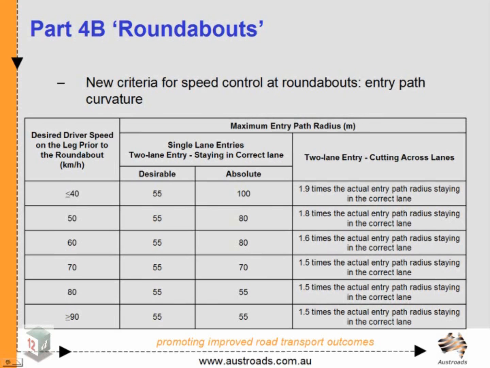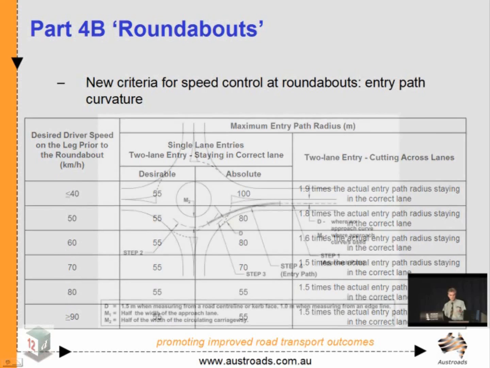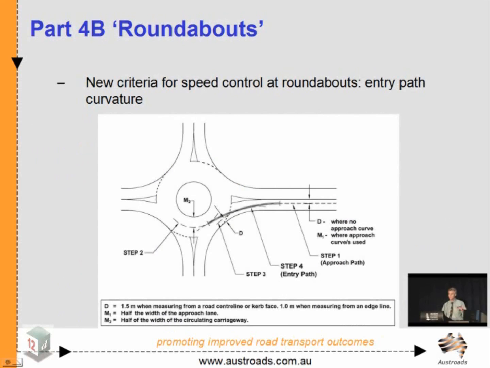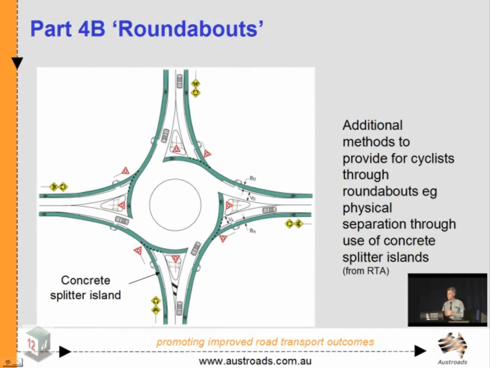This little diagram here, I won't go through how to determine the entry path curvature, but there are diagrams in there that show you step by step how to do that. As well as the other intersection types in mid-block, we also have additional information on how to provide for cyclists through roundabouts.